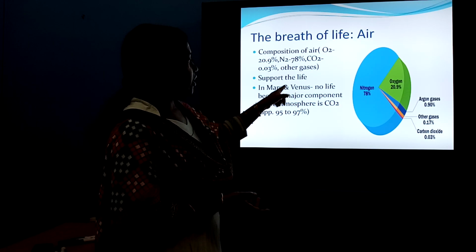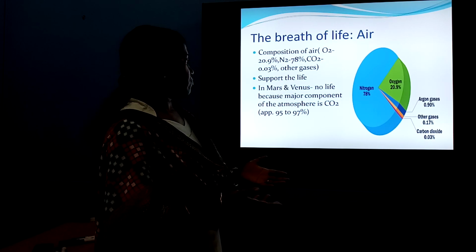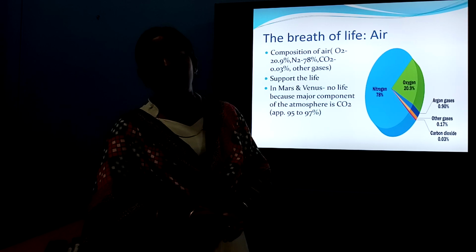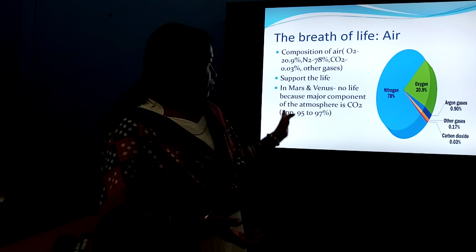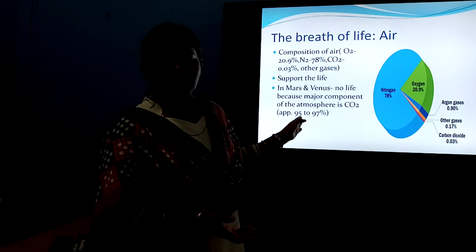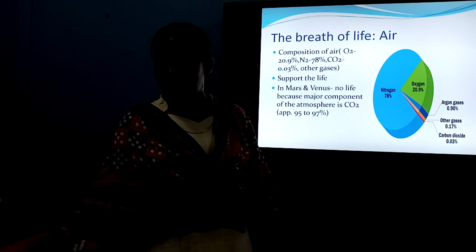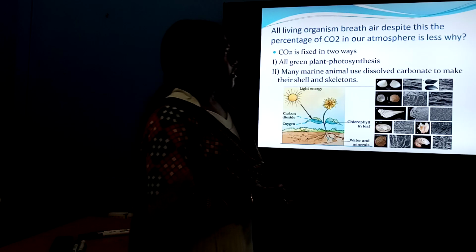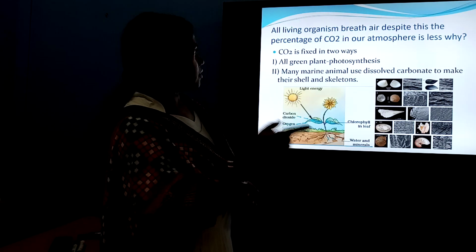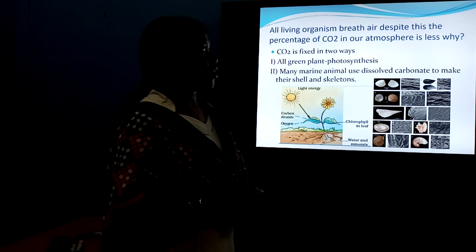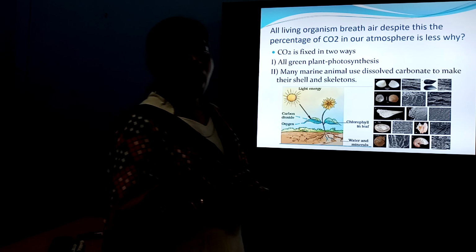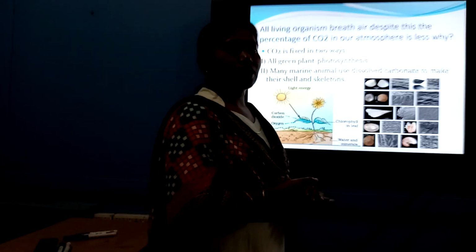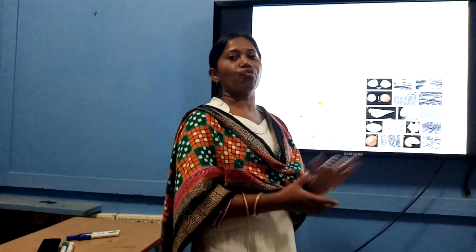Now on Mars and Venus, there is no life, because the major component of the atmosphere is carbon dioxide, and its percentage is approximately 95 to 97%. Now all living organisms breathe air. Despite this, the percentage of carbon dioxide in our atmosphere is less. Why? The reason is that in our atmosphere the carbon dioxide is fixed in two ways.